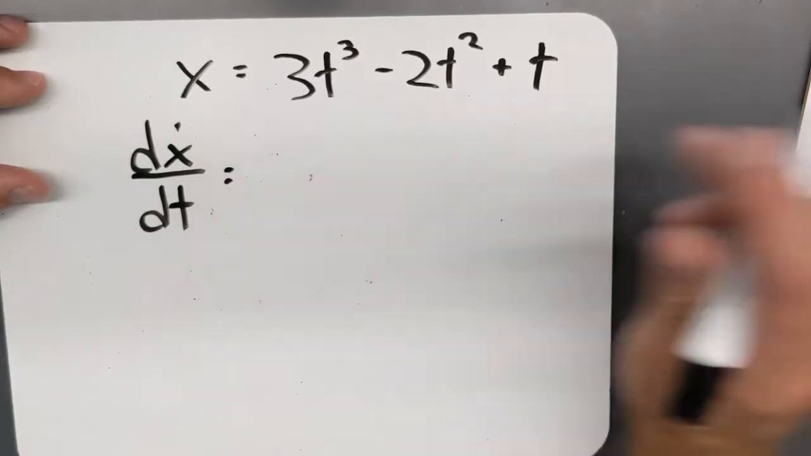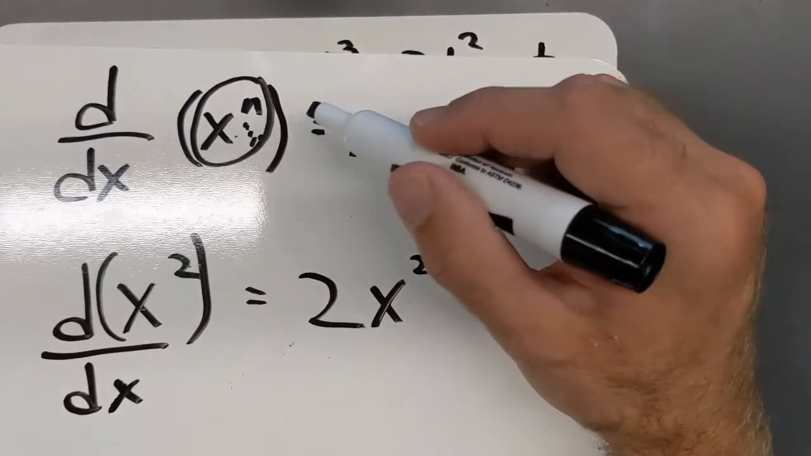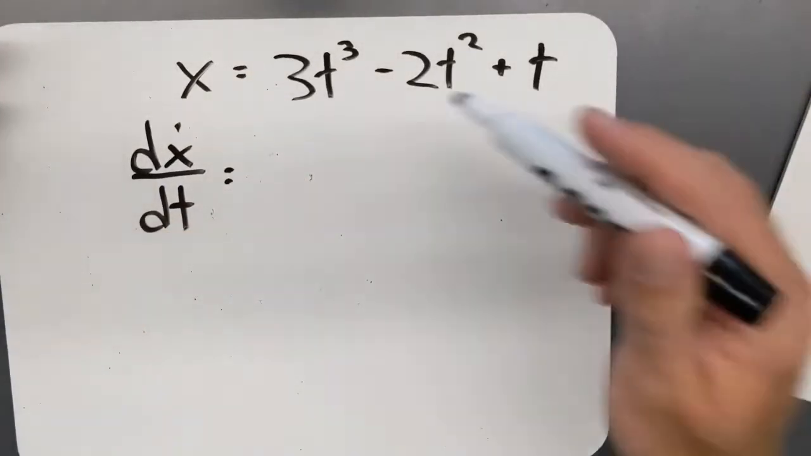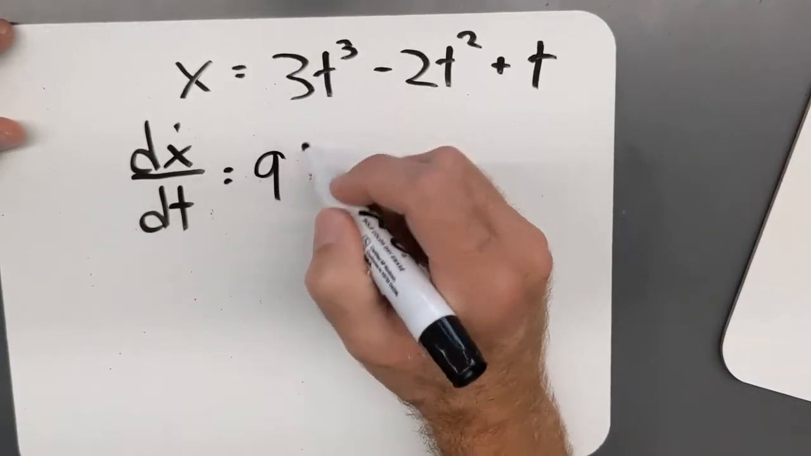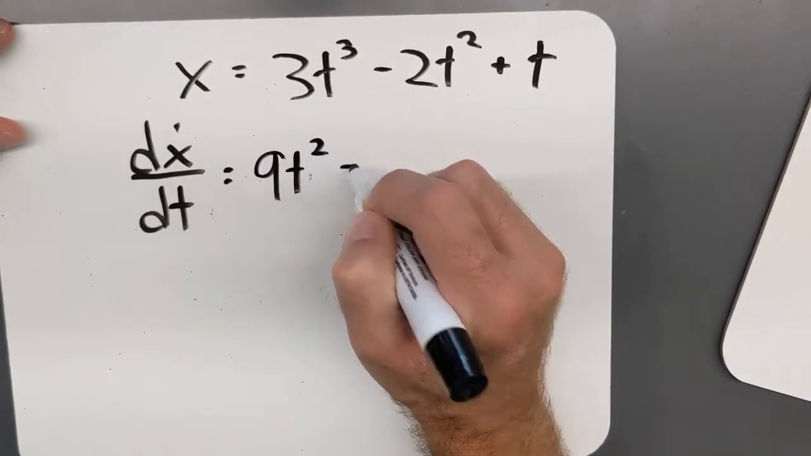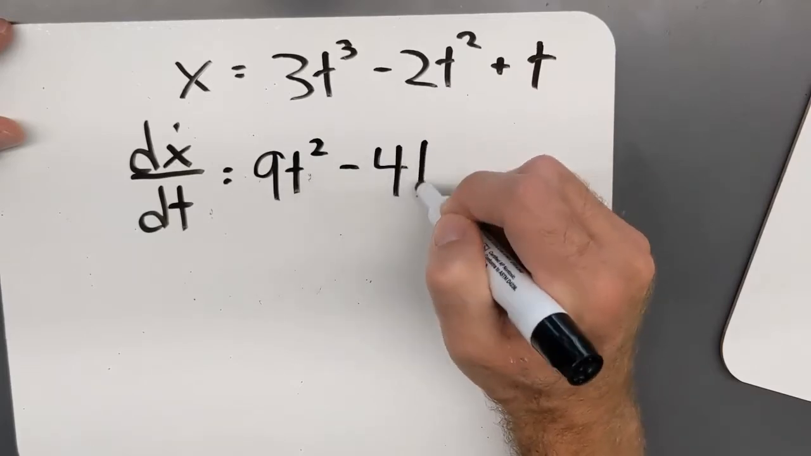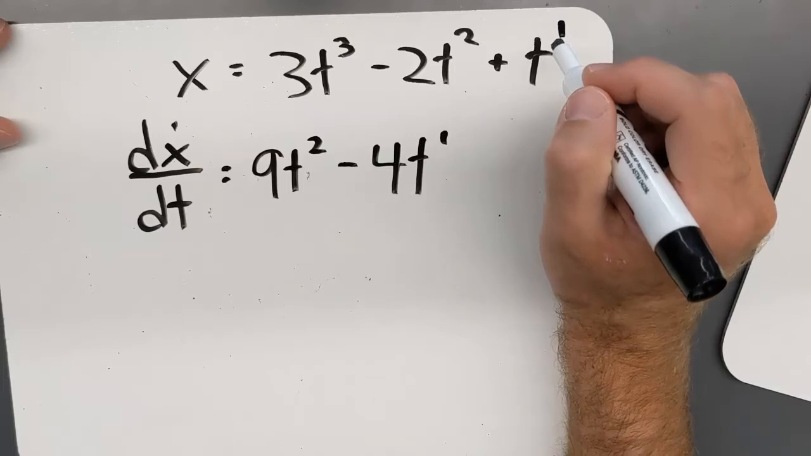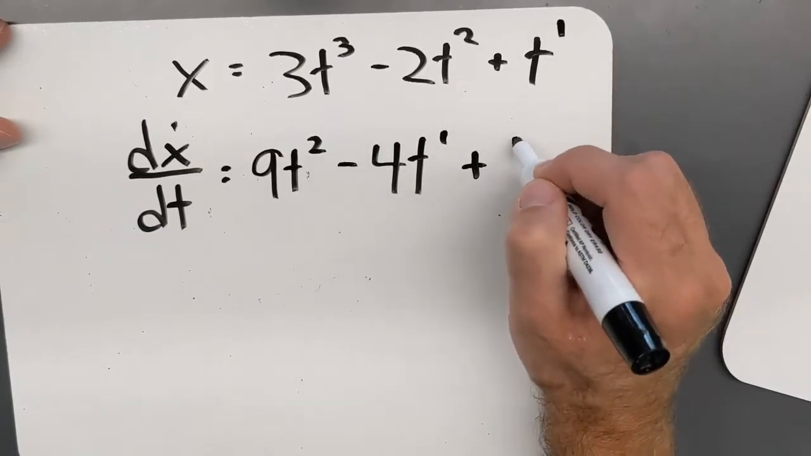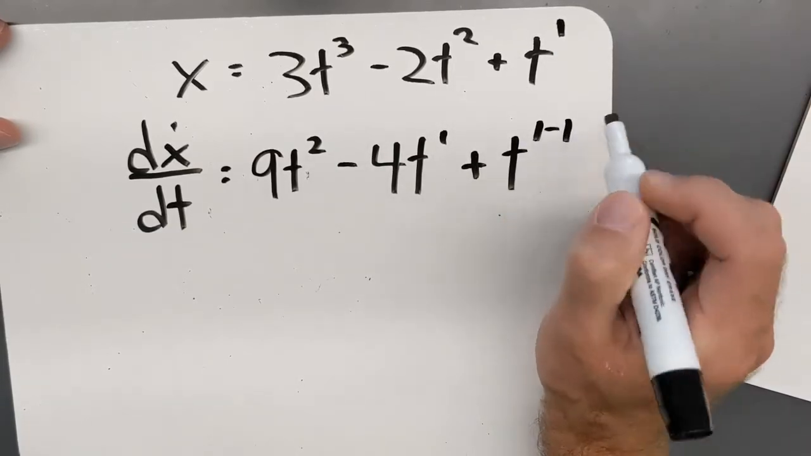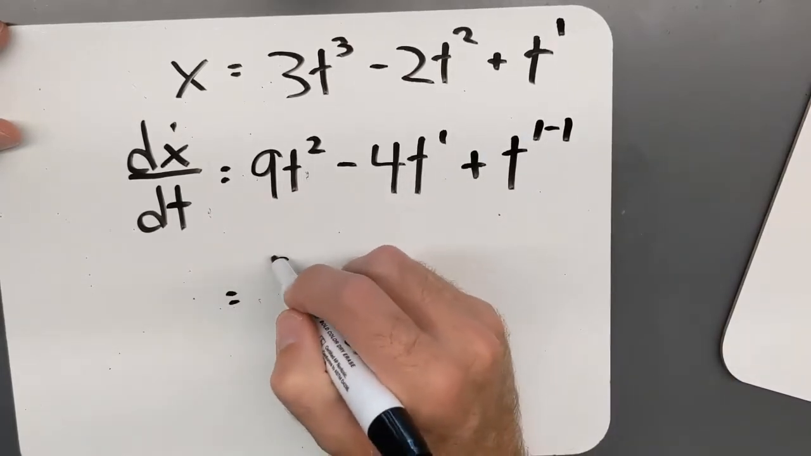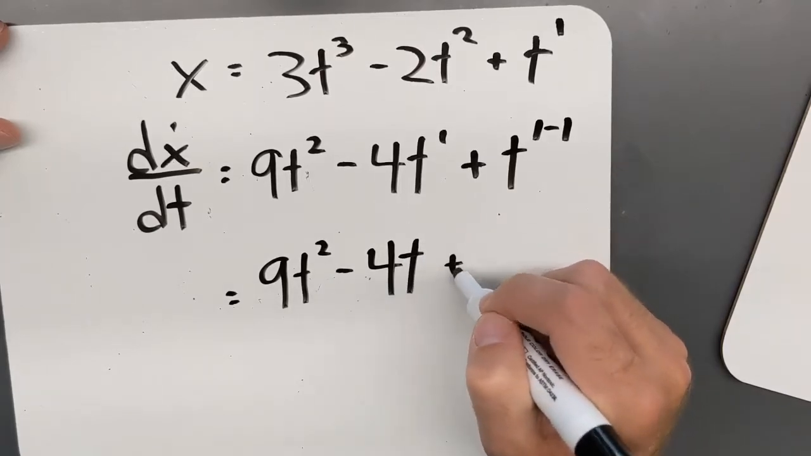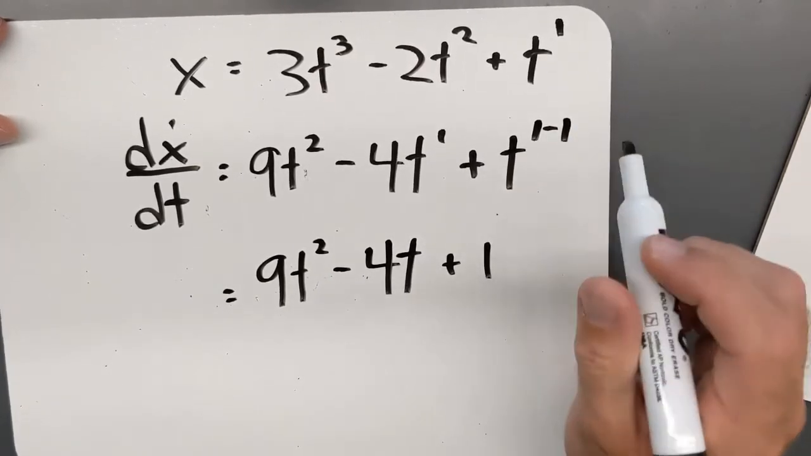So 3 comes down, multiplied by the thing out in front. You didn't see that here because what's out in front is a 1, so 1 times 2. In this case, it's 3 times 3 is 9. That cube gets reduced by 1. Minus 2 times 2 is 4. That t gets reduced by 1. And this one is like having t to the 1. So if we reduce that, plus t to the 1 minus 1, we see that we get 9t squared minus 4t plus, this is 1, or sorry, 0.